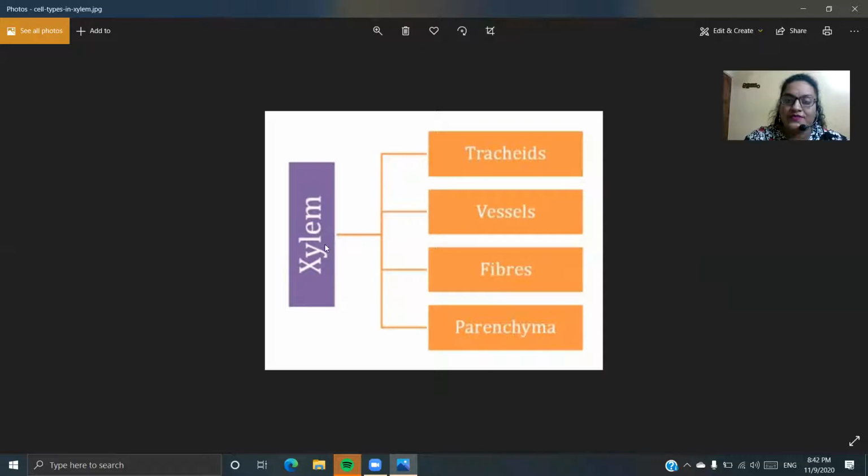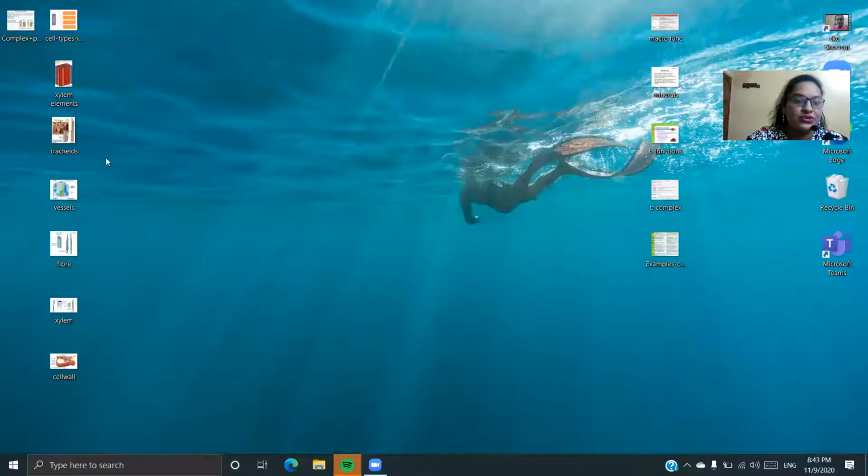Coming to the topic of xylem, as we know, this is a complex tissue. It has more than one different type of cells. They are the tracheids, and xylem comprises vessels, fibers, and parenchyma. These are the four things which make up the xylem, the four elements, the different types of cells. One by one we are going to get introduced, children. The first thing I'm going to introduce is the tracheids.